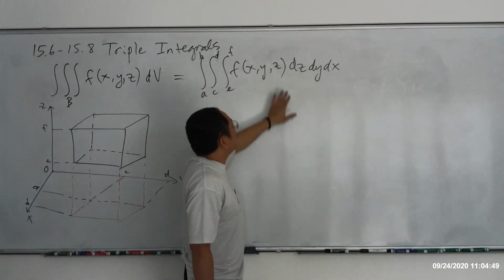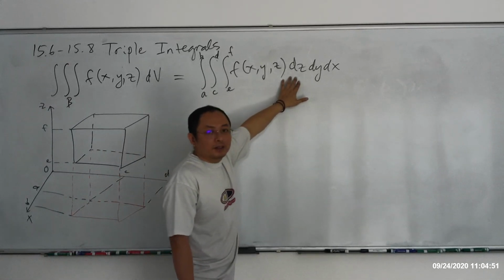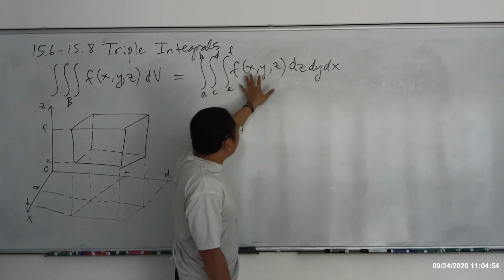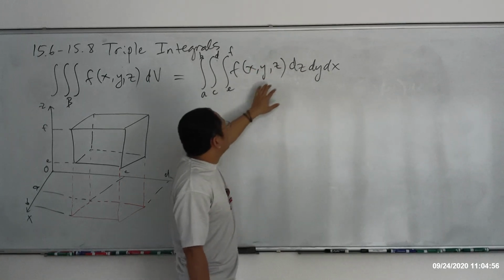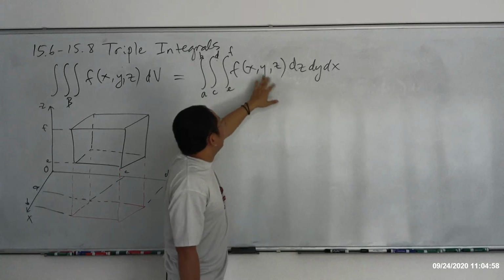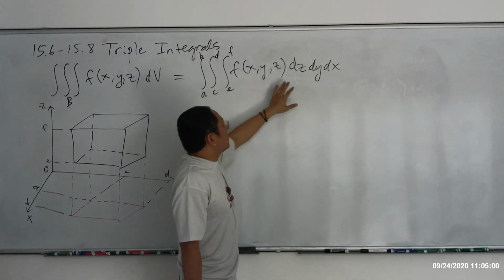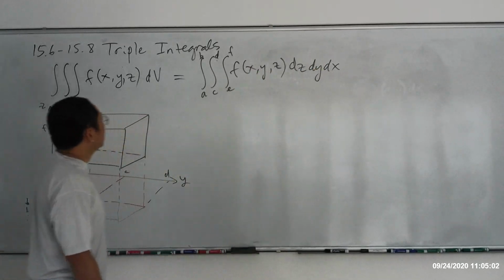So if I write it this way, I have to integrate in terms of z first, treat x and y as constants, and after that, integrate in terms of y, and now the z is gone, so treat x as a constant, and then integrate in terms of x. Okay?